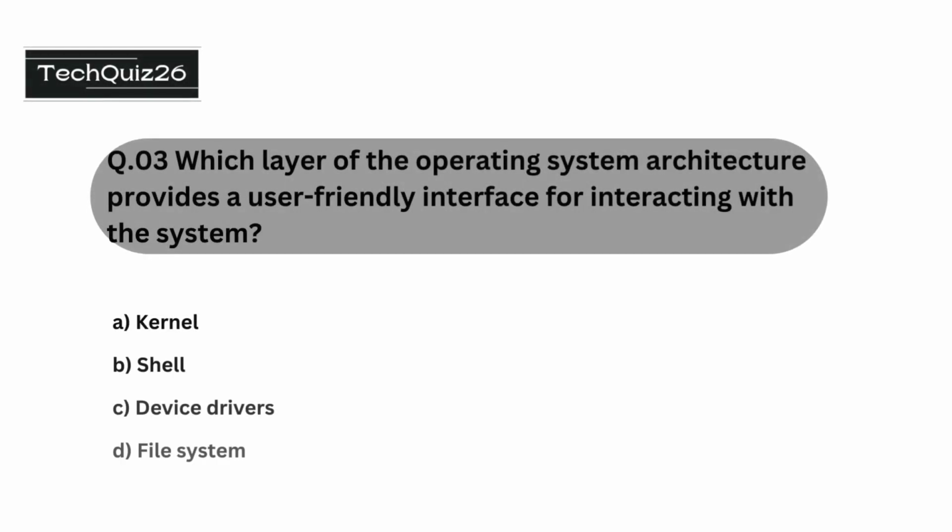Question number 3 is, which layer of the operating system architecture provides a user-friendly interface for interacting with the system? The options are kernel, shell, device drivers, file system. The correct option is shell.